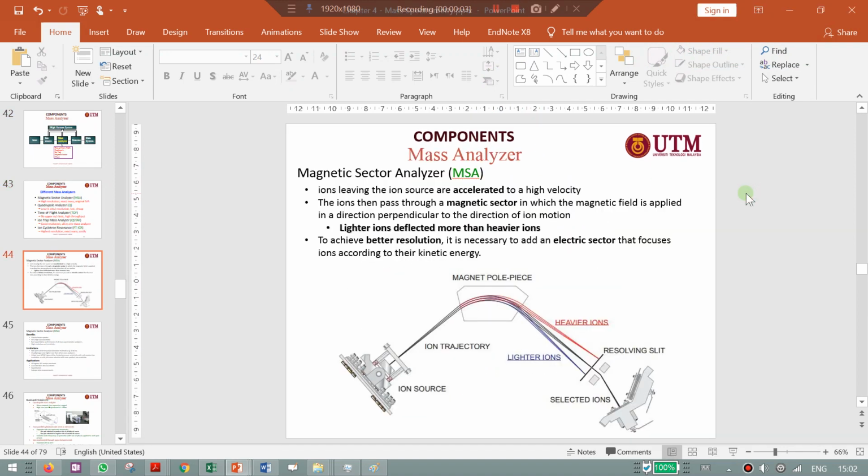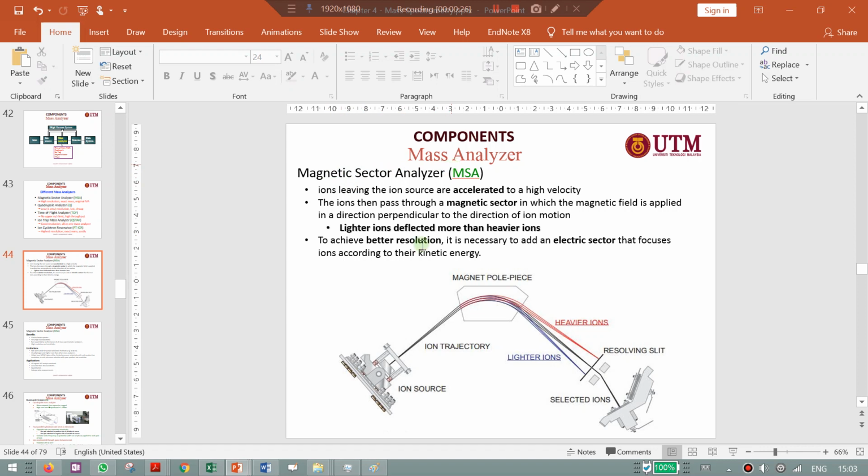Alright, the first one is the magnetic sector analyzer. The figure might be different compared to the notes given to you, but I do think it's a very good practice for you to have some new sketch inside your notes instead of relying on the old notes. Alright.